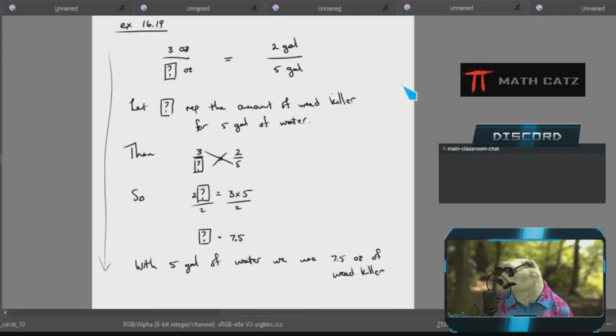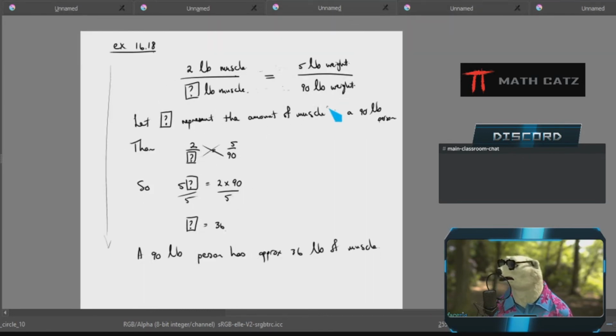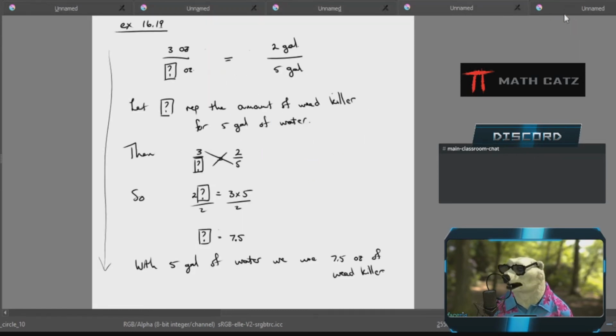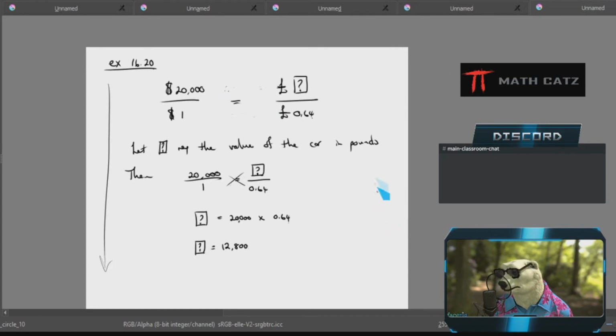Whether it's exchange rates, whether it's weed killer, whether it's muscle to weight ratio, whether it's miles to a gallon, it's always the same. It doesn't matter how I combine the numbers. The solution or the solving of the ratio equation tells me how to combine them. I never ever worry about, do I multiply? Oh, but if it's presented like this, then I should divide. In that case, I multiply. I don't care. It's a waste of mental effort.